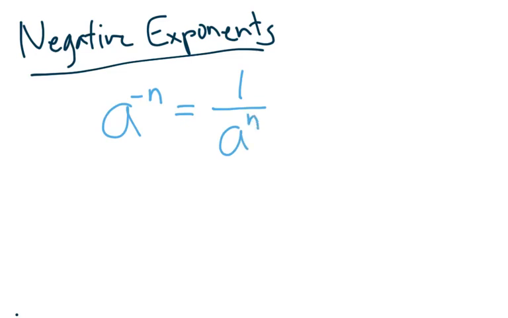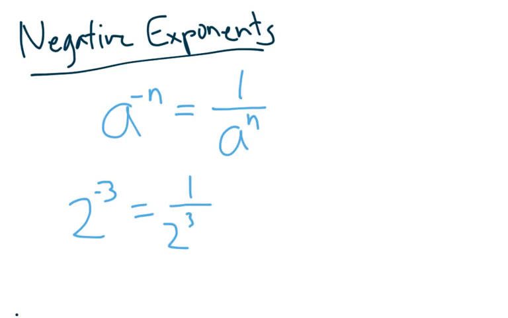Now you might be thinking to yourself, okay, what does that mean? How do I use that? Well, let me show you. Let's say we had 2 to the negative 3. That becomes 1 over 2 to the third power.